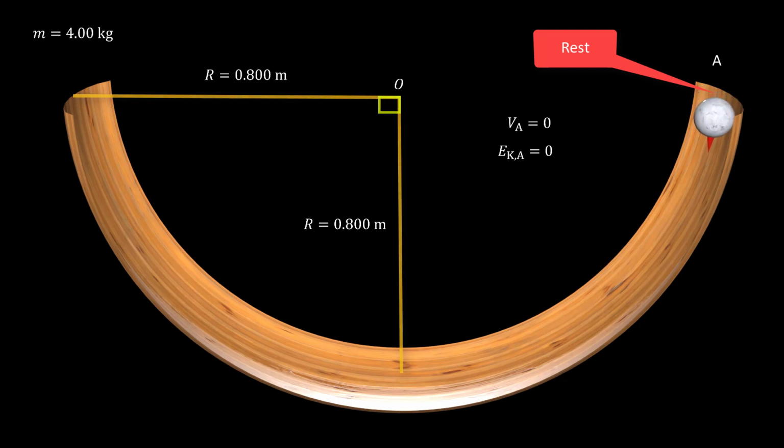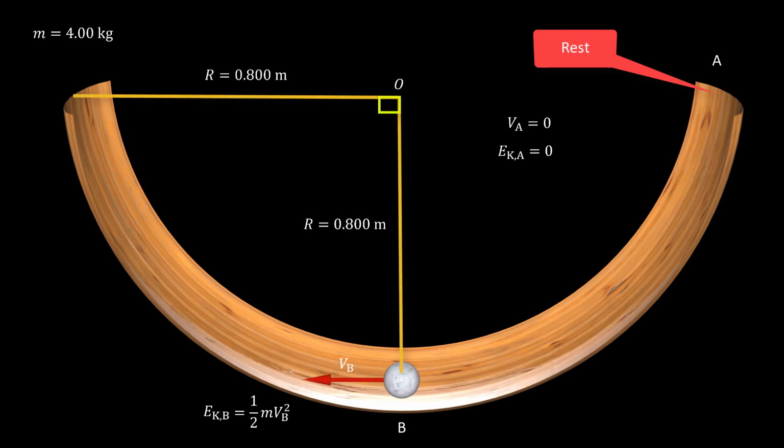The ball then moves along the circle from point A to the bottom point of the track, which we call the point B. The speed of the ball at point B, we are going to call it VB. So the kinetic energy of the ball at this point is EKB, which can be written in terms of the speed at point B as EKB equals to half mVB squared.